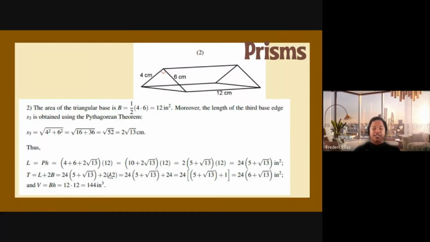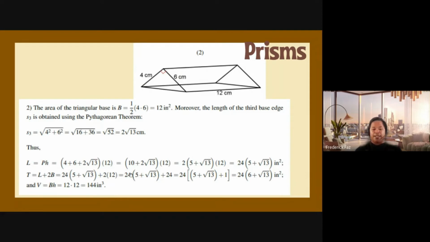Ang 12 po dito ay yun po yung area ng triangle. Kaya nagkaroon po tayo ng 12 dito. Yung value na 12 from the area of the triangular base. And since we have two triangles here, so we multiplied 12 by 2. So if we're going to compute for the total area, we have 24 times the quantity 6 plus square root of 13 square inches po.